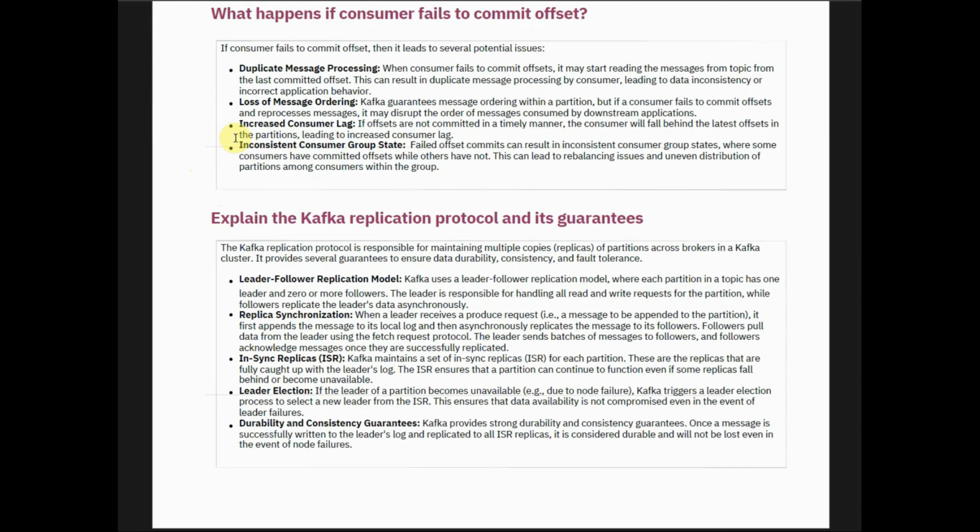Last one, inconsistent consumer group state. A failed offset commit can result in an inconsistent group state where some consumers have committed offsets while others have not. This can lead to rebalancing issues and uneven distribution of partitions among consumers within the group.